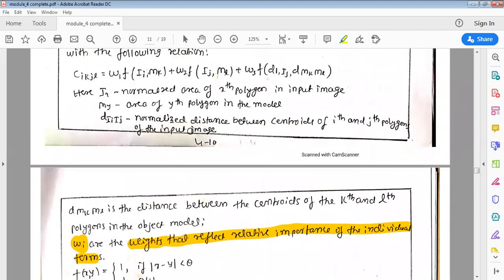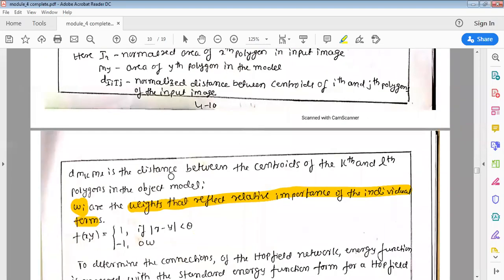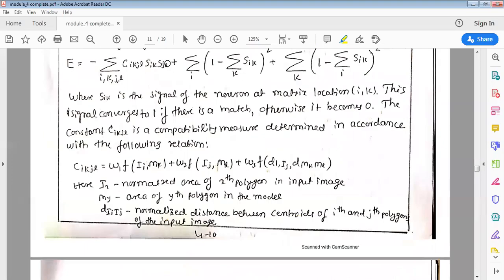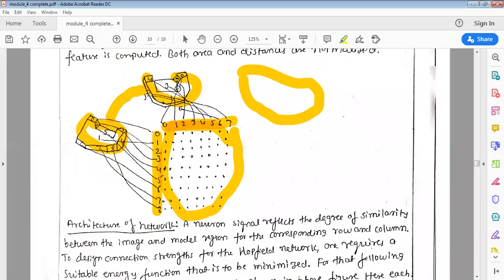And one thing here in this equation, d_MKML is the distance between centroids of the kth and lth polygon in the object model. What I effectively mean is, suppose 0 and 5, 0 and 5, let us say 1, 0 and 4, let us say 0. What is the distance between the fourth and third one? That is evaluated. What is the distance between fifth and fourth, sixth and fifth are evaluated. Those evaluations are carried out and stored.